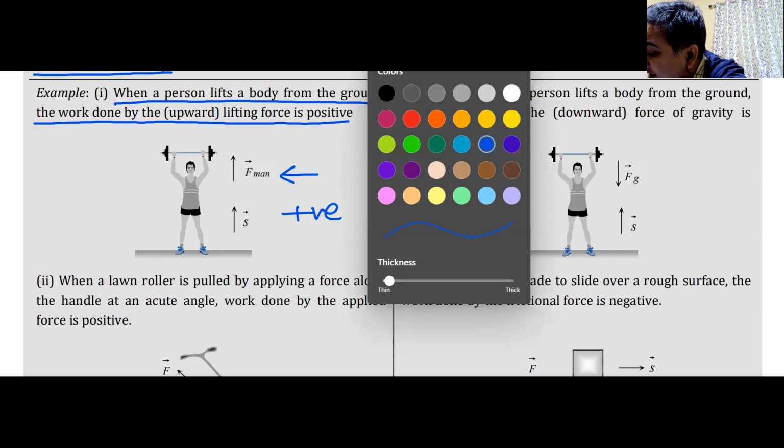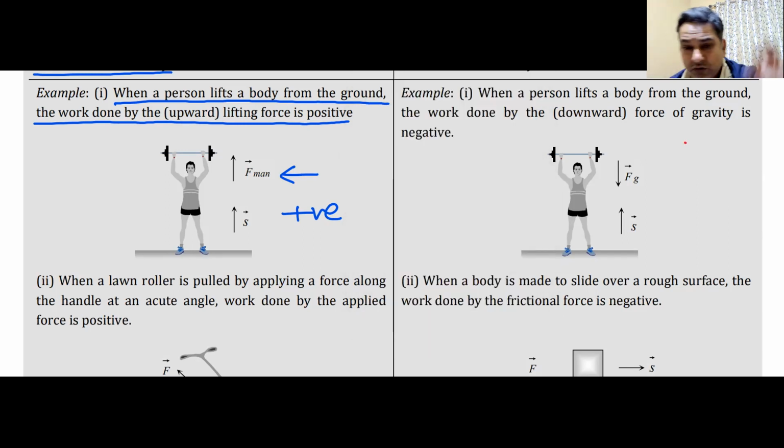But if I look at the second case, in the second case also, man is lifting the weight, but right now they are thinking about work done by gravity. Force of gravity, the weight of this block, is downwards, displacement is upwards, and in this case, work done by gravity is negative. So in one case, work done by man is positive. In second case, work done by gravity is negative. Positive work, negative work. Positive work, negative work. You have any doubt, please ask.